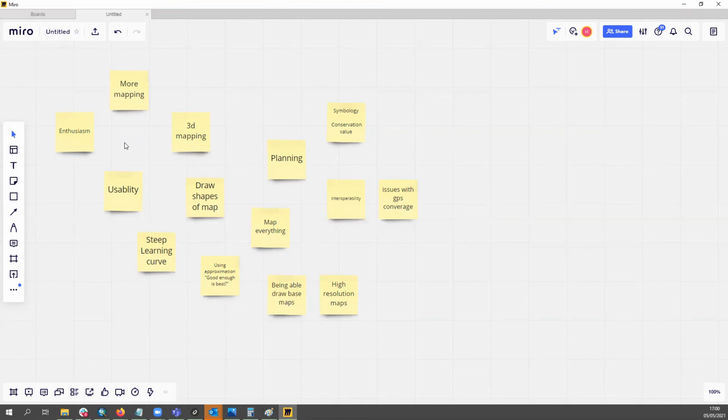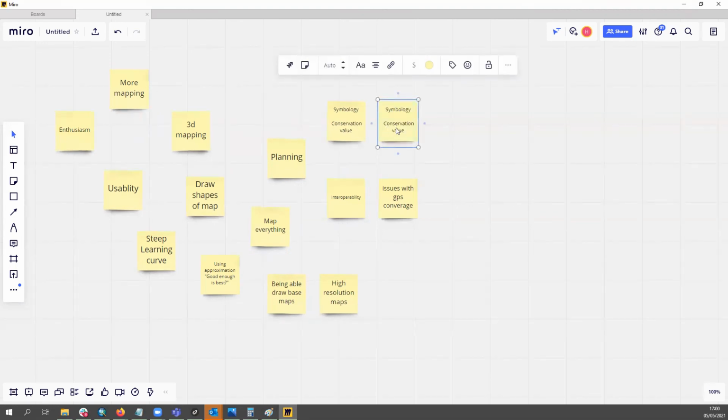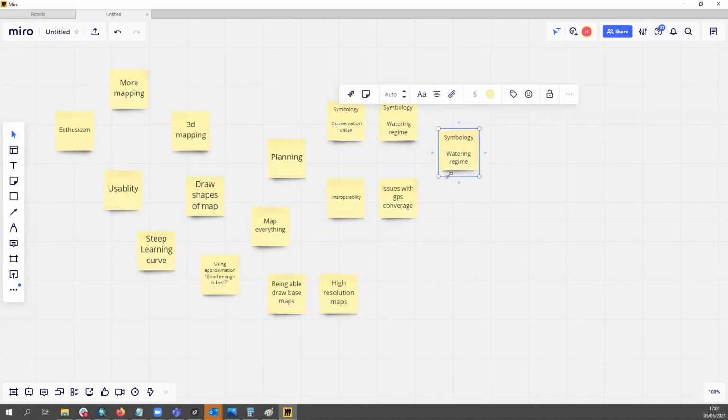When it comes to symbols, we were talking about that. For internal use, water regime could be interesting. Also, if we have an accession that we move between different rooms, for example in a greenhouse, it could be interesting to see where the plant is another day or another time of the year. But then, of course, the symbols could also be very useful for visitors.